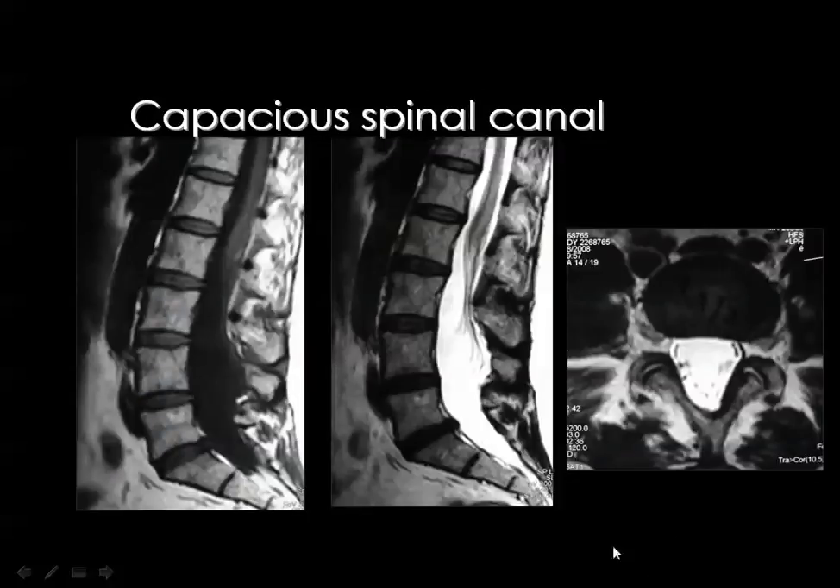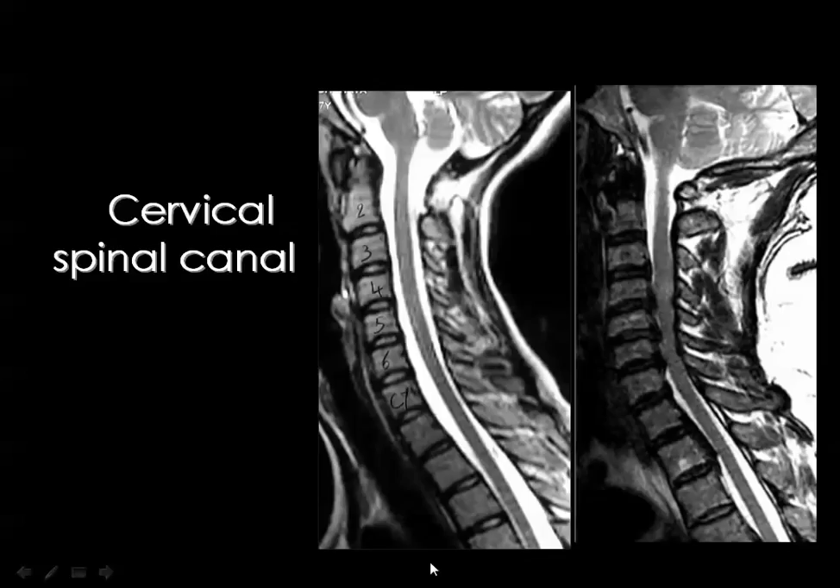This is an example of capacious lumbar spinal canal, where you can see that the diameter is too much increased. And you see here there is an ectasia of the cecal sac with the posterior part of the cecal sac not adequately supported by bone.